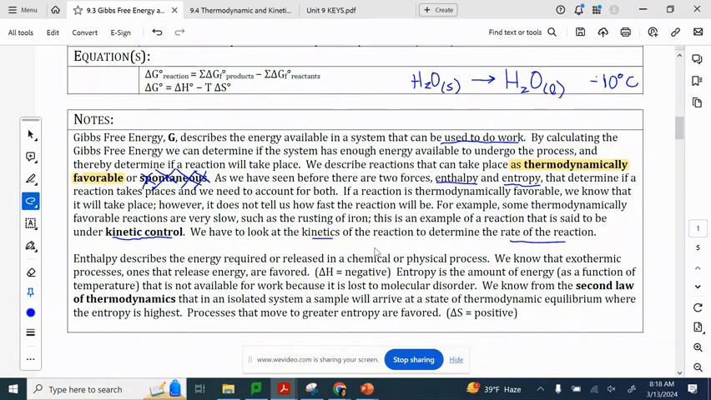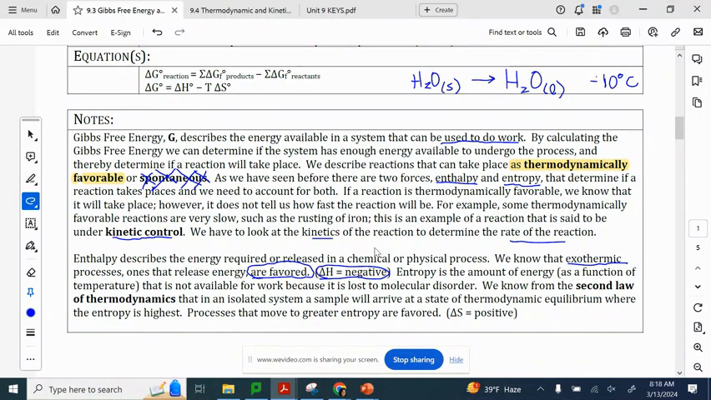All right, enthalpy then describes the energy required or released in a chemical process. We know that exothermic processes are ones that release energy, and they are favored. So exothermic is favored. That is where your delta G is negative.